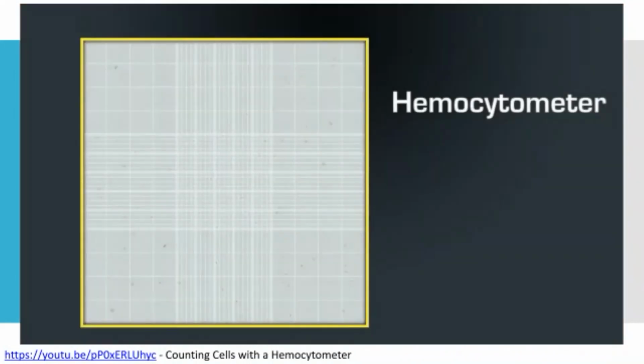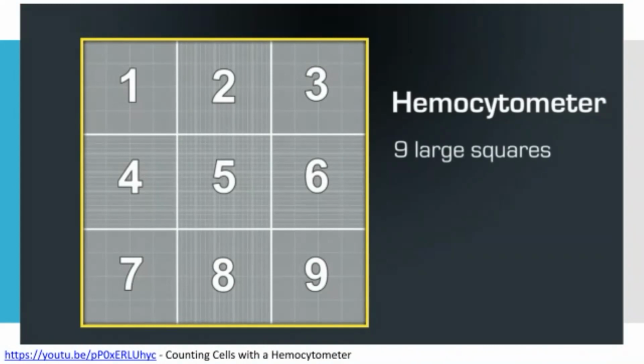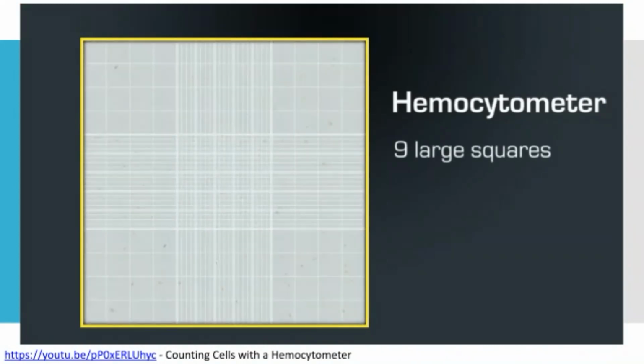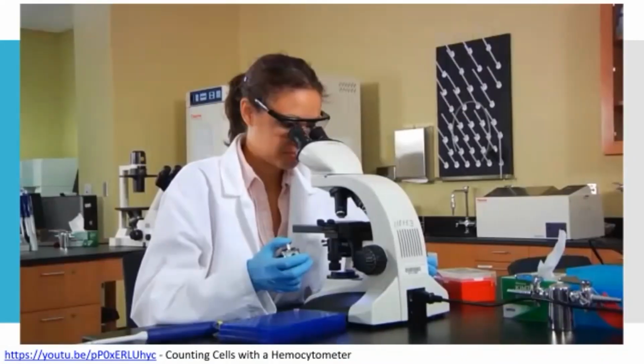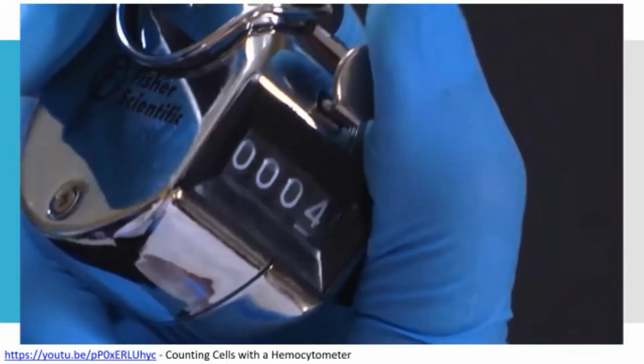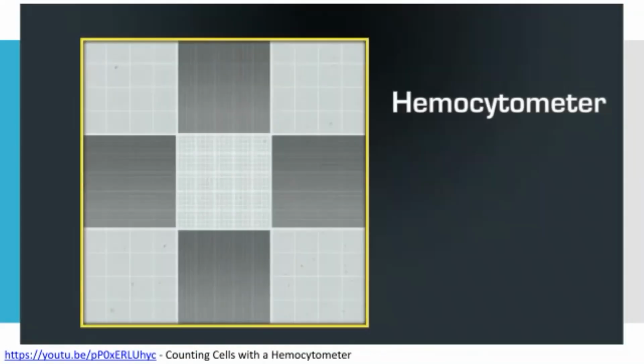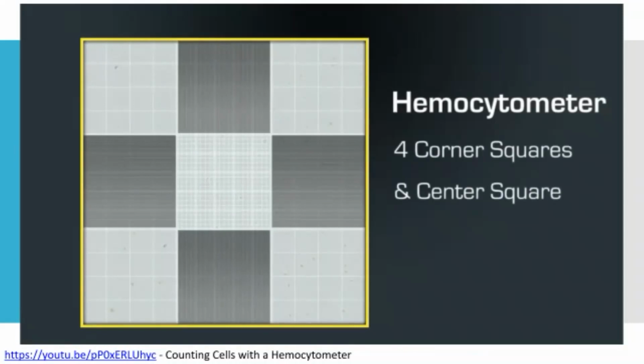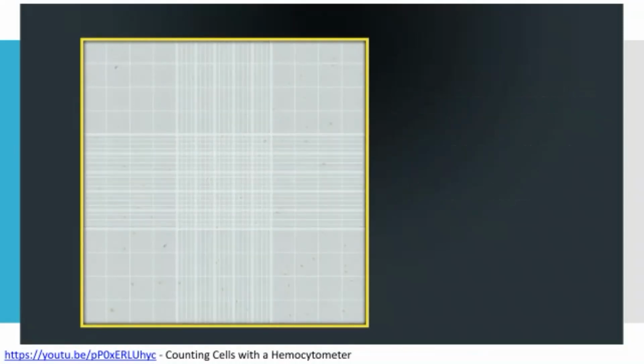Each chamber is divided into a grid pattern consisting of 9 large squares. Each square has the same dimensions and contains 10 to the negative 4th power milliliters of cell suspension. The rules for counting cells sometimes differ from lab to lab. In our lab, we count cells in the 4 large corner squares and the center square.